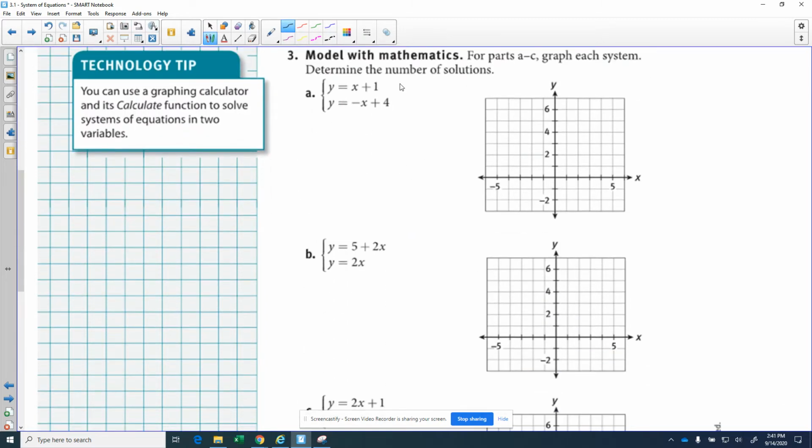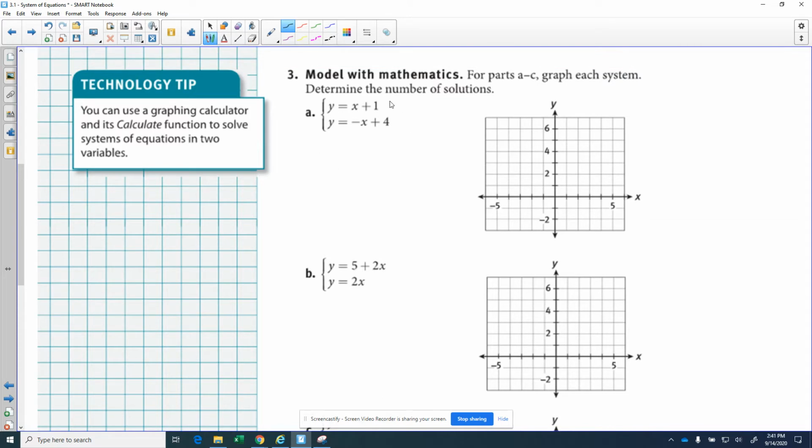But for now, we're going to talk about what a system is and then how we can solve this out. So for A through C here, we're going to go through a couple of these and just talk about what is going on with these types of graphs. First and foremost, if you notice, we actually have a system right here. This here is a system of equations.